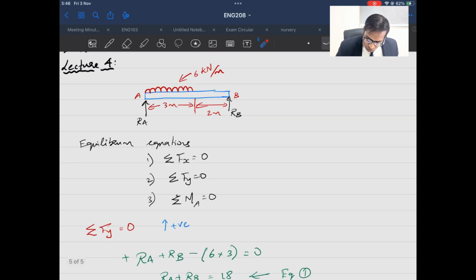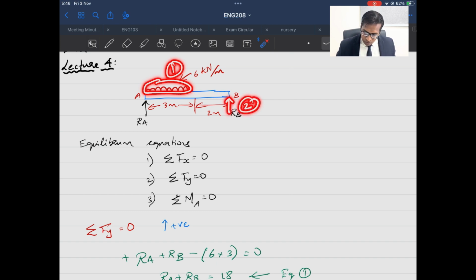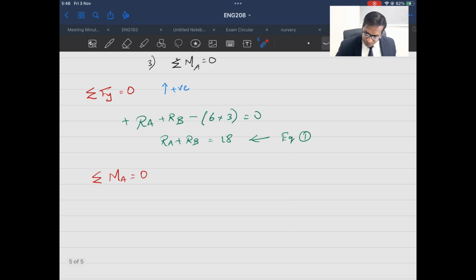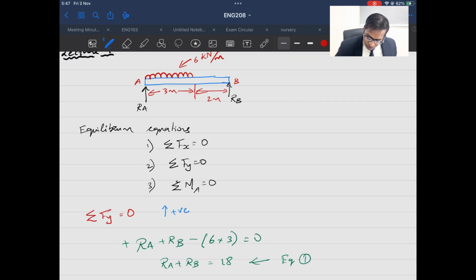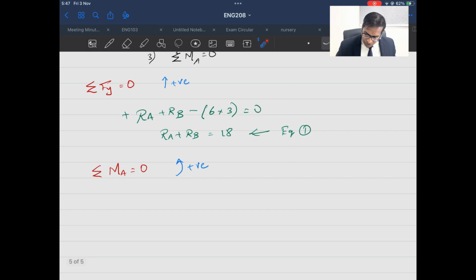One is the uniformly distributed load, the second one is the reaction force RB. So I have to consider that, and for this I will consider anti-clockwise as positive. You can consider it either way, no problem. If I fix my point at A, what type of rotation or effect will this create? It is along the clockwise, so I will give a negative sign for this.